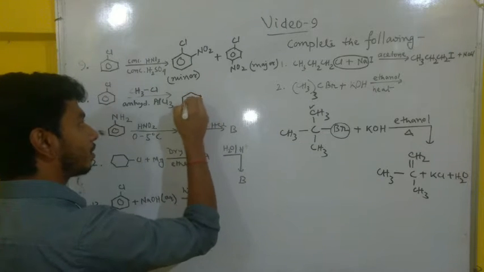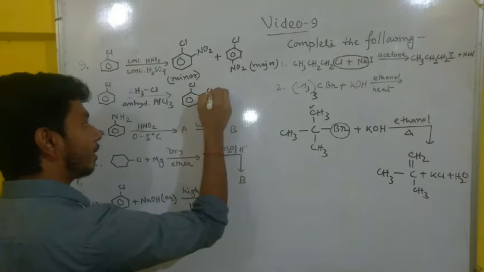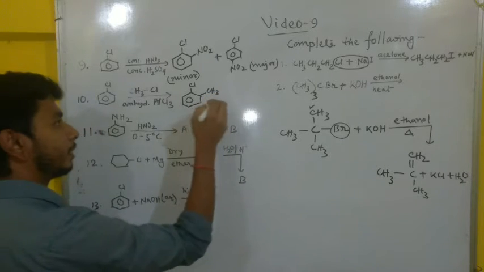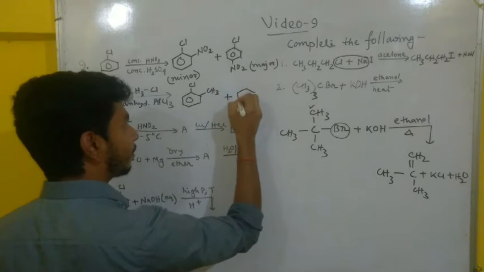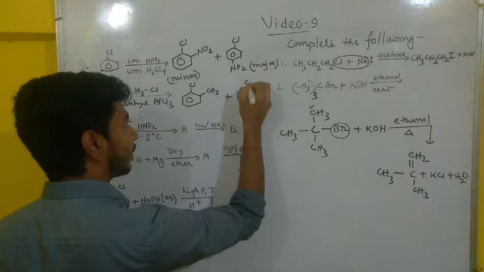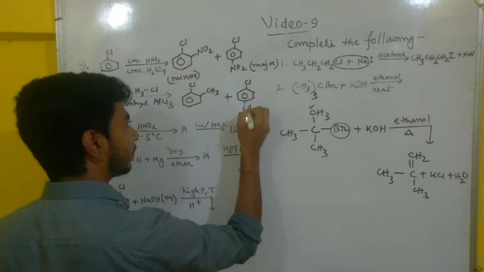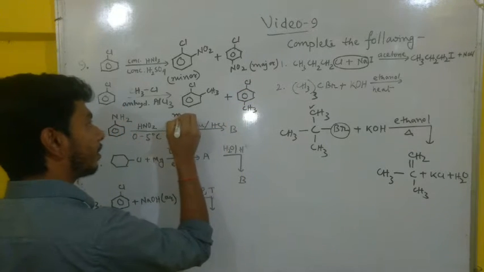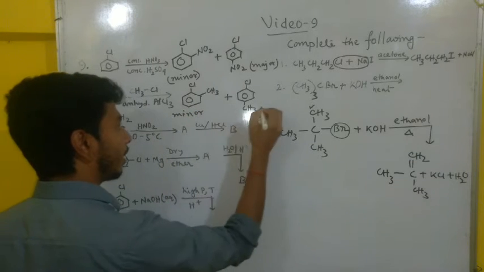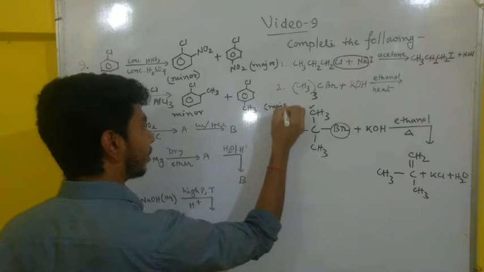So now the product will be CH3 in the ortho position, and in the para position there will be one CH3. Again, one is minor and one is major.